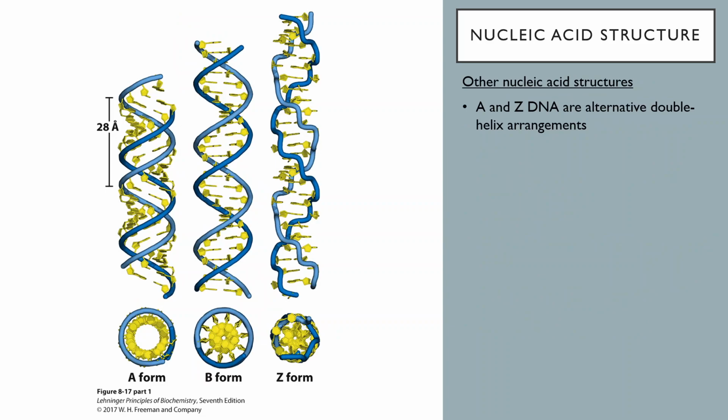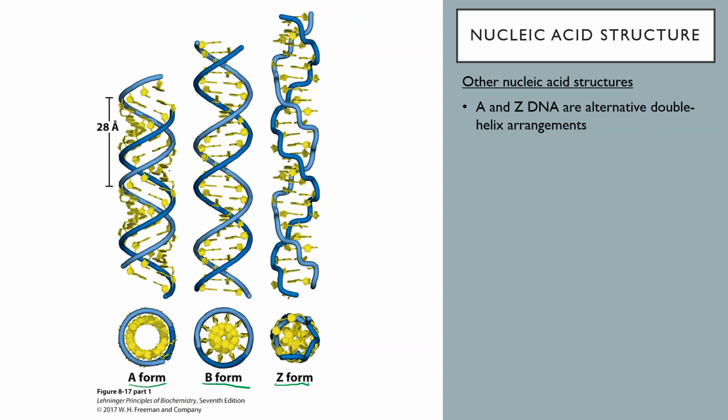Now we now know that DNA structure can be more complicated than what Watson and Crick came up with. In fact, the structure that Watson and Crick discovered, we now call the B form of DNA, and it is one of actually 3 different structures that DNA can take. The other 2 are called the A form and the Z form, and so you can kind of see each one here. The A form is tighter.